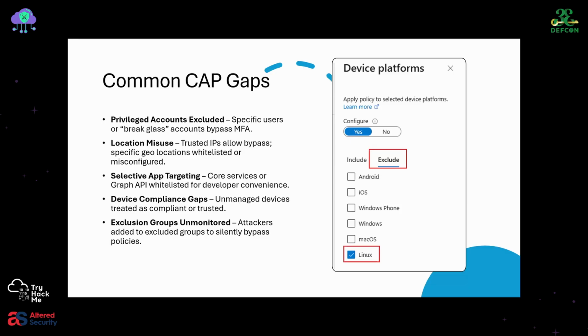Now when that happens, there is a door open for the attackers. You can use that particular application to bypass the conditional access policy completely. Similarly, you have account exclusions. Most of the time, what I have seen is that if the security posture of a company is not that mature, then the privileged account could be completely excluded from the conditional access policy. Then we have location misuse.